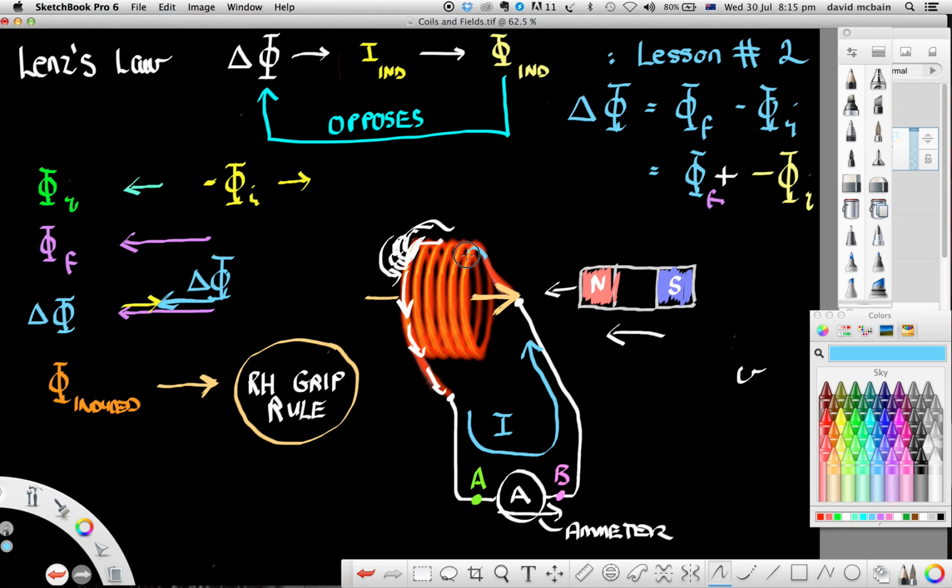So the current is going around the coil in that direction. That's the direction of the induced current. And we used Lenz's law to work that out. Notice that Lenz's law doesn't give us a value. It doesn't allow us to calculate the size of the current. It just helps us work out the direction of the current if we change the flux. Okay, in our next lesson we will do another example of Lenz's law.